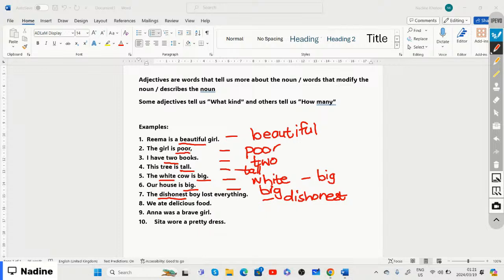All right. So if we look at the word delicious, that basically describes the food. So we can then say that we ate delicious food. Delicious tells us what kind of food it is. And it basically tells us that the food is delicious. The food is nice, the food is yummy. Those are all words that we can even use to describe the word food.